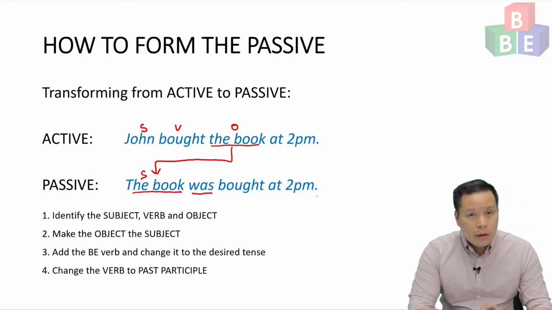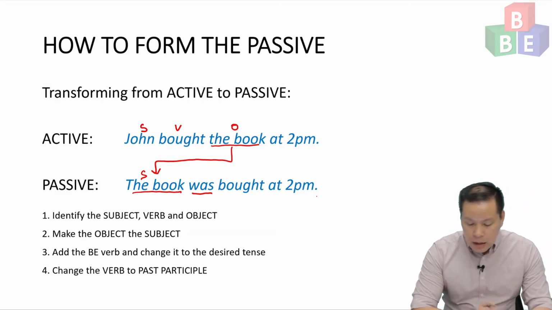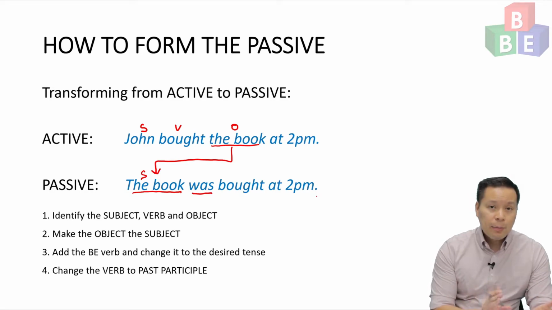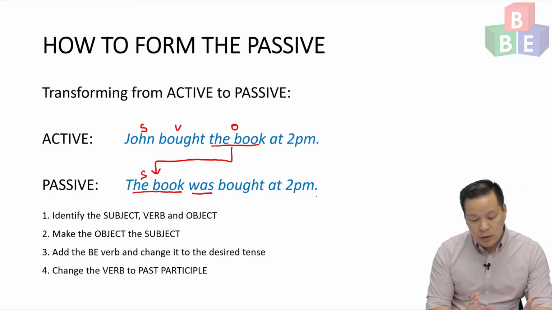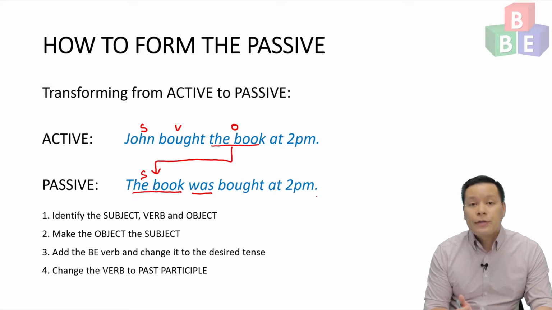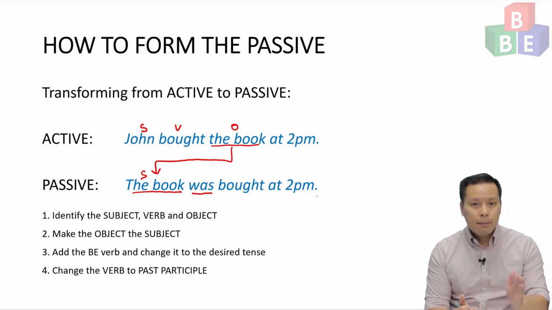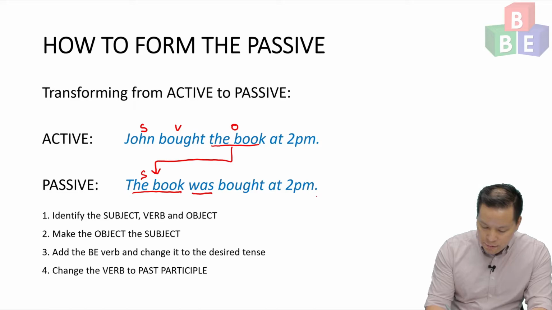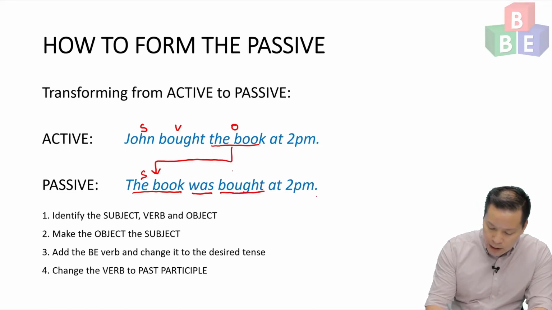4. Change the verb to past participle. So the verb is bought, which is past simple. The past participle of bought is also bought because the forms of buy are buy, bought, bought. So we have our past participle. Here's our PP.